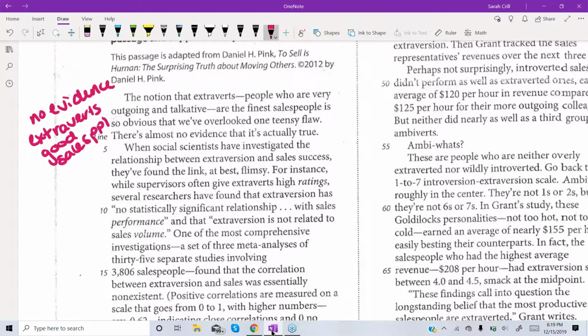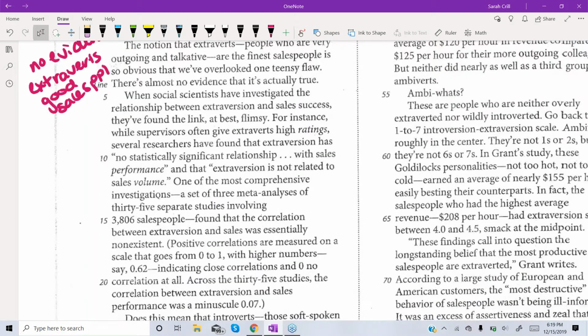Okay, so next paragraph. When social scientists have investigated the relationship between extroversion and sales success, they found the link, at best flimsy. For instance, while supervisors often gave extroverts high ratings, several researchers have found that extroversion has no statistically significant relationship with sales performance, and that extroversion is not related to sales volume. One of the most comprehensive investigations, a set of 3 meta-analyses of 35 separate studies involving 3,806 salespeople, found that the correlation between extroversion and sales was essentially non-existent.